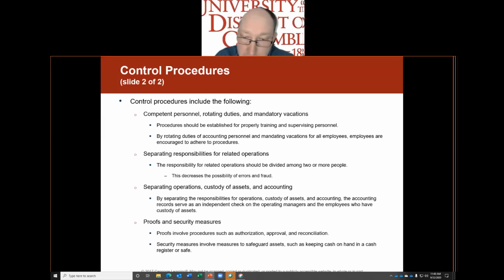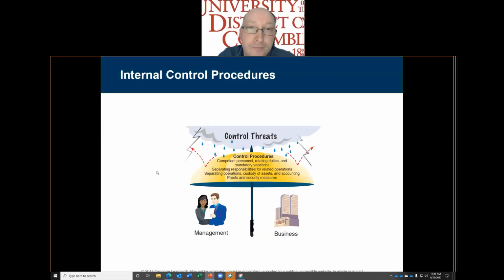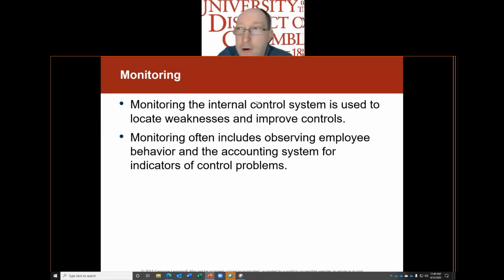Proof and security measures. Again, the use of cameras, cash in the register or safe, things like that. And here's a nice visual representation. What about monitoring? Monitoring, I use, again, security cameras. I identify changes and behaviors of my employees. I look at my accounting information system, my QuickBooks or my Peachtree or whatever the company is using to identify potential issues.